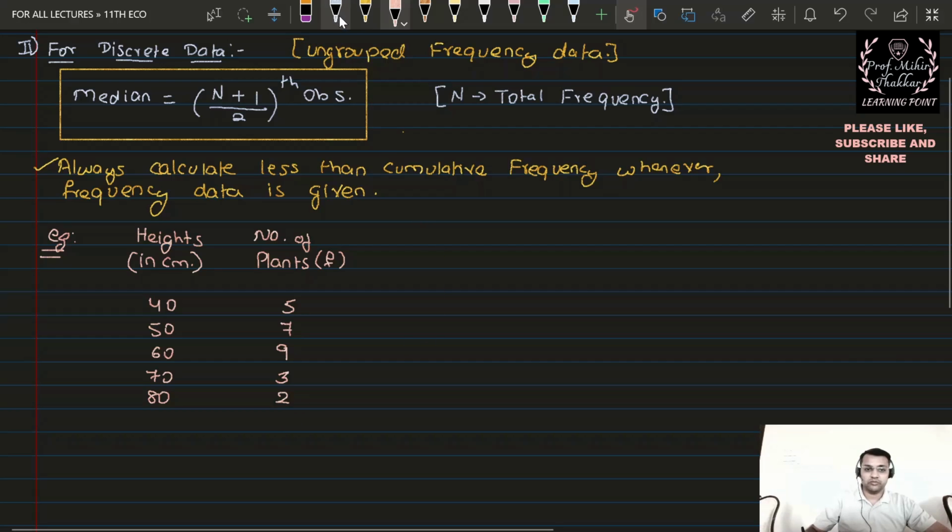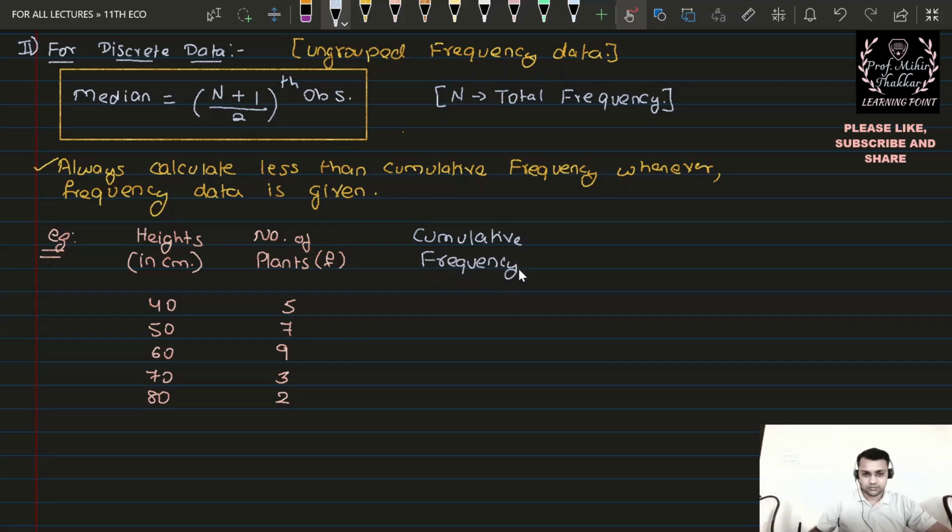So I will make a column for cumulative frequency column. And over here, the first value is taken as it is 5. Adding these both numbers 5 and 7, that will give you 12. 12 and 9, that will give you 21. 21 and 3, that will give you 24. 24 and 2, that will give you 26. So always remember the last entry over here is always the total frequency value. So directly I will get N is equal to 26.